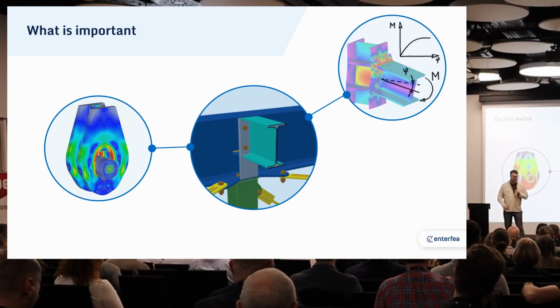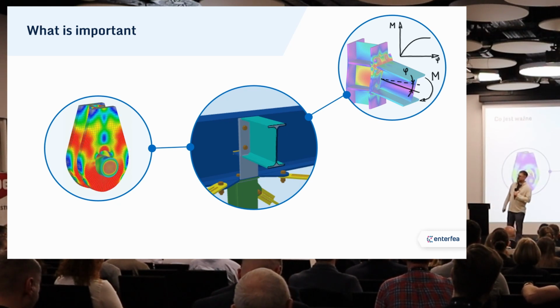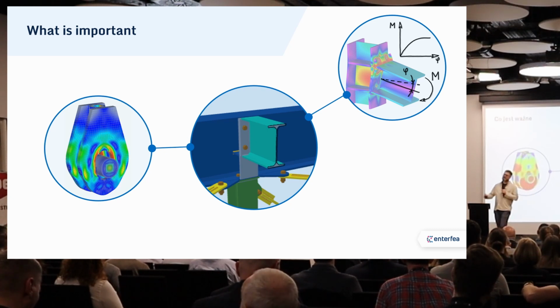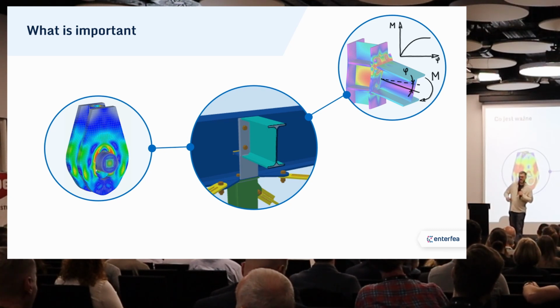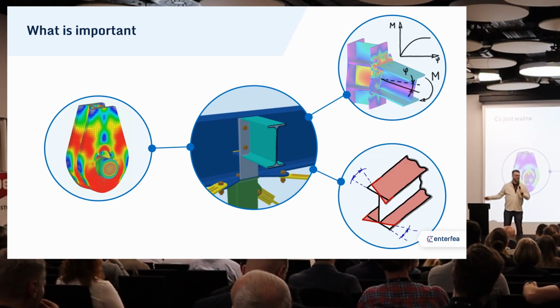The problem is that after the connection, there are other elements of your structure. So it would be stupid to strengthen the connection, increasing its rigidity so much that later on something else fails because the connection that was strengthened simply started to transfer higher bending moment than other elements can consider.